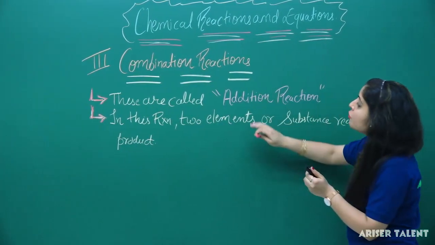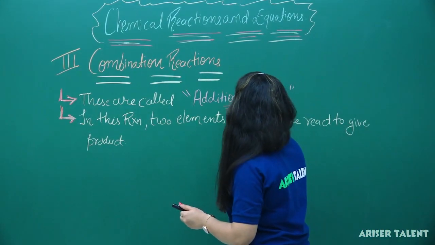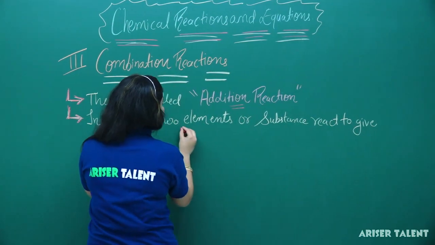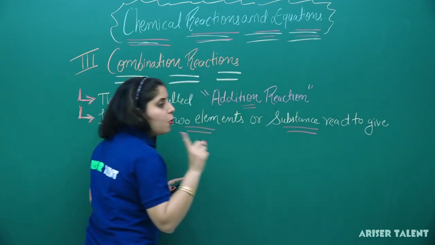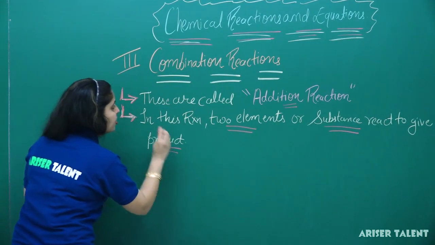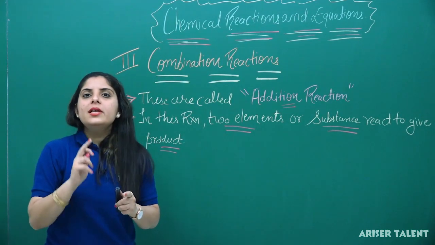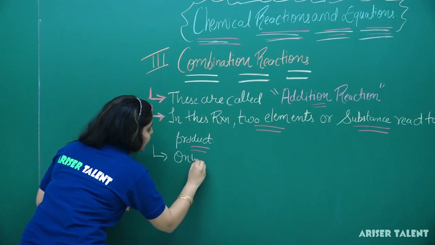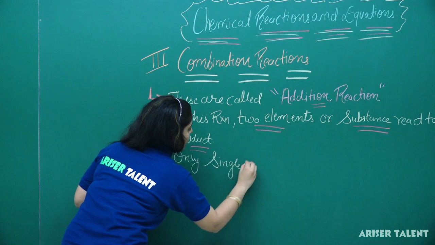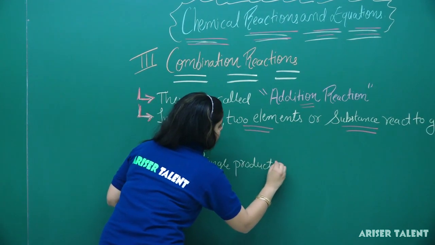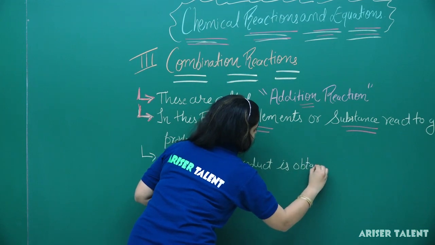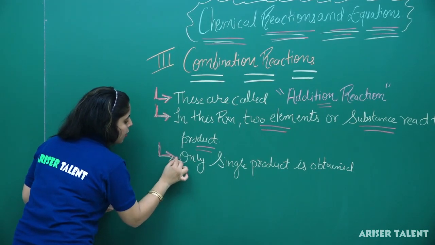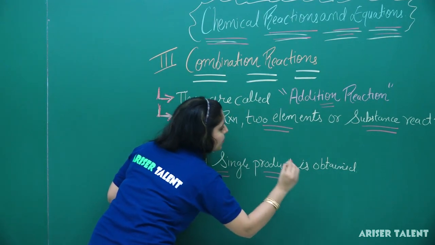What happens in this reaction? Firstly, these reactions are known as addition reactions because they are formed by the addition of two or more elements. Now, two elements or substances combine to give only a single product. It means in an addition reaction we can obtain only a single product. So the third point is only a single product is obtained. This is our third point regarding combination reaction.